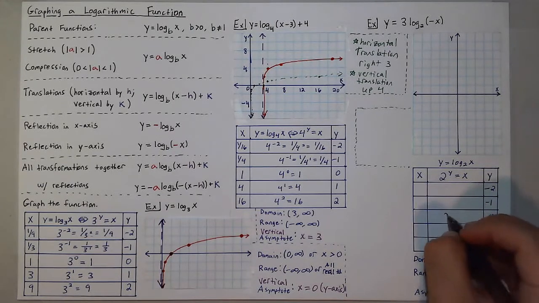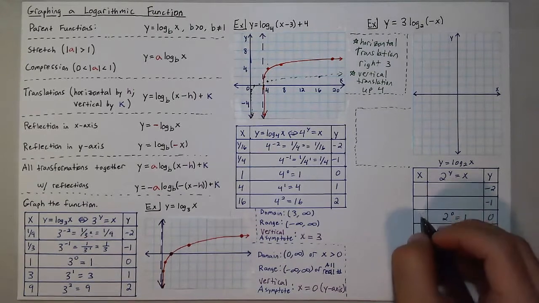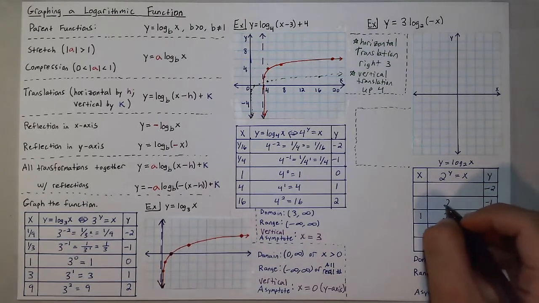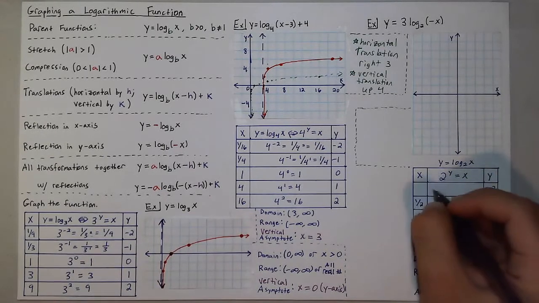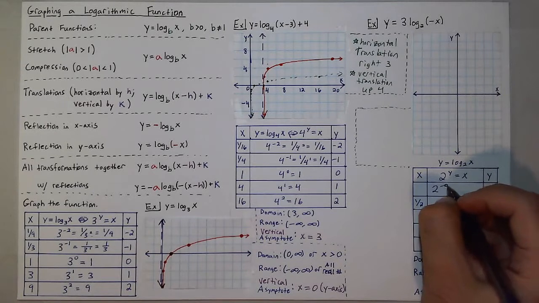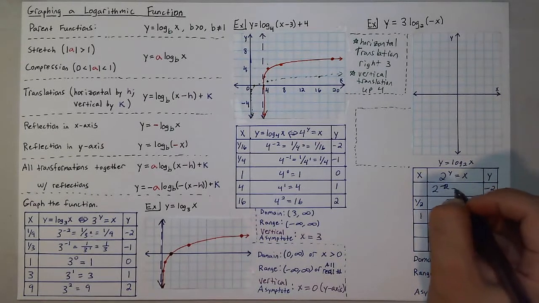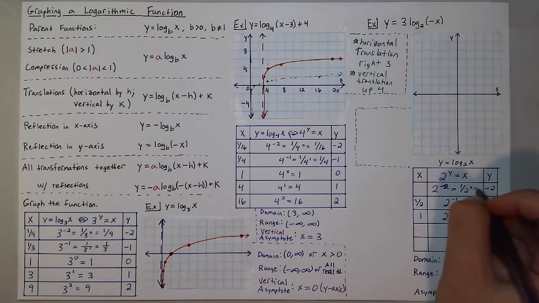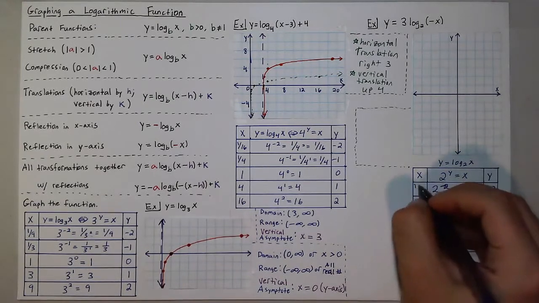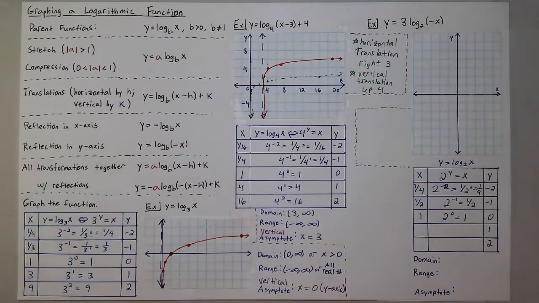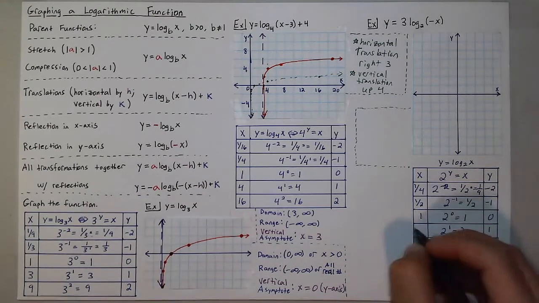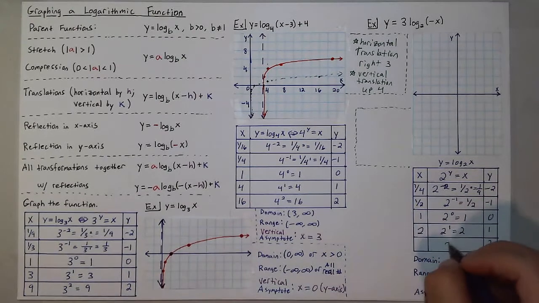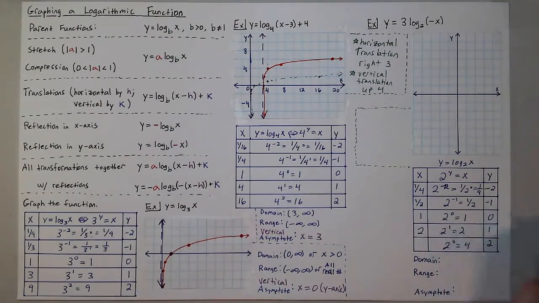Plug in 0, get 2 to the 0, which is 1. So when x is 1, y is 0. 2 to the negative 1 gives me 1 over 2 to the first, so 1/2. And 2 to the negative 2 will equal 1 over 2 squared, which is 1/4. So when x is 1/4, y is negative 2. So 2 to the first is 2. So when x is 2, y is 1. And for 2 to the second, that's 4. So when x is 4, y is 2.